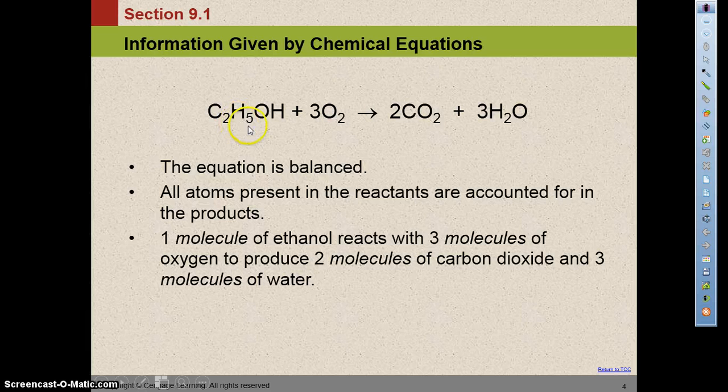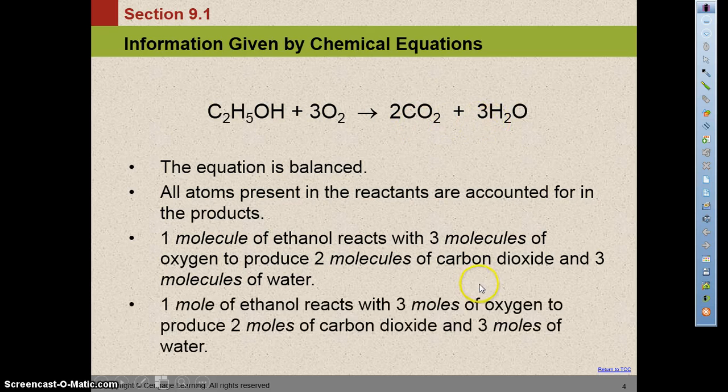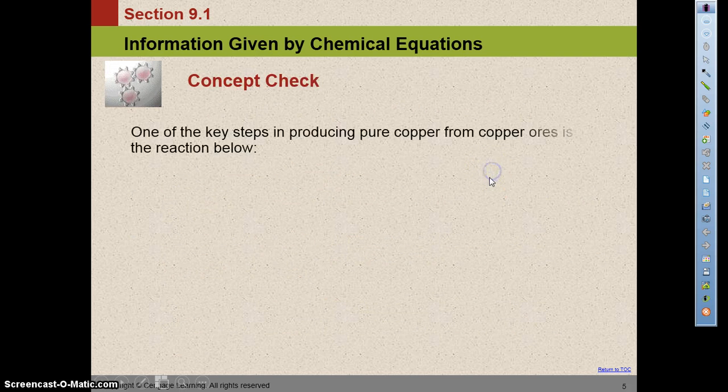So I could say 1 molecule of ethanol reacts with 3 molecules of oxygen to produce 2 molecules of carbon dioxide and 3 molecules of water. I could also say 1 mole of ethanol reacts with 3 moles of oxygen to produce 2 moles of carbon dioxide and 3 moles of water. We talked about that in Chapter 8, how we can look at these as individual molecules, or we can look at them as a mole, which is 6.022 times 10 to the 23rd of anything in a mole. All right, so let's look at the concept check.